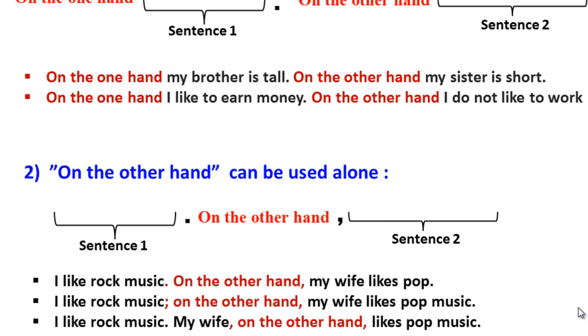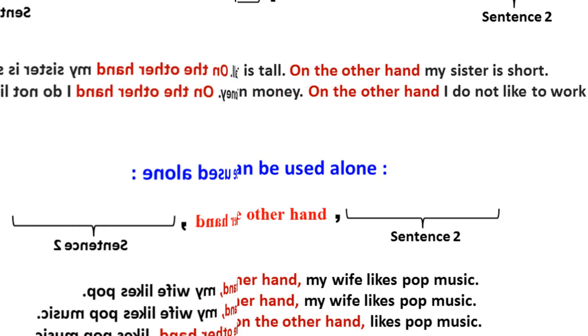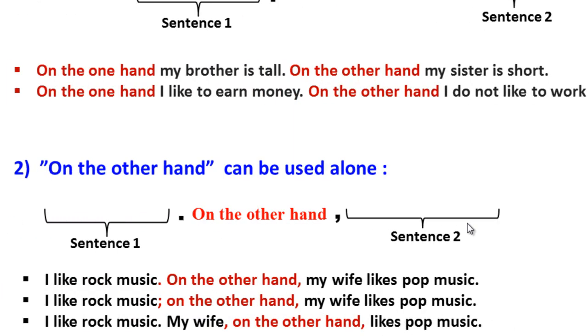To better understand the usage of this phrase, let us see some examples. I like rock music, full stop. On the other hand, we capitalize O, comma, my wife likes pop music. The second example, I like rock music, semicolon, small o, on the other hand, comma, my wife likes pop music. Example number 3, I like rock music. My wife, comma, on the other hand, comma, likes pop music.